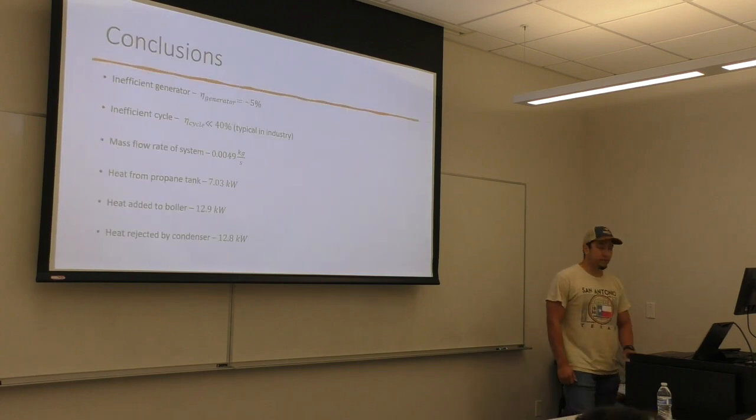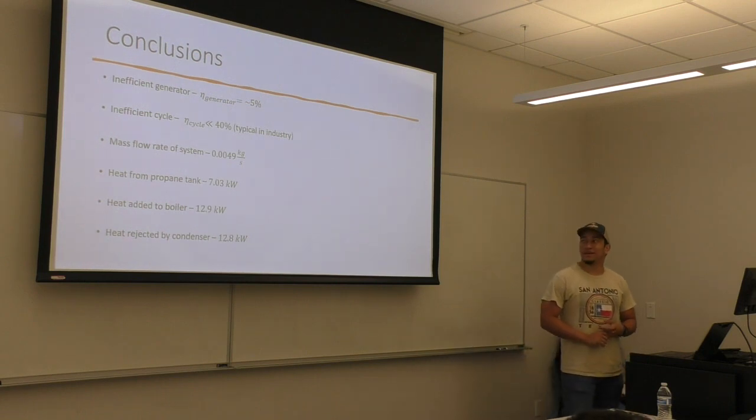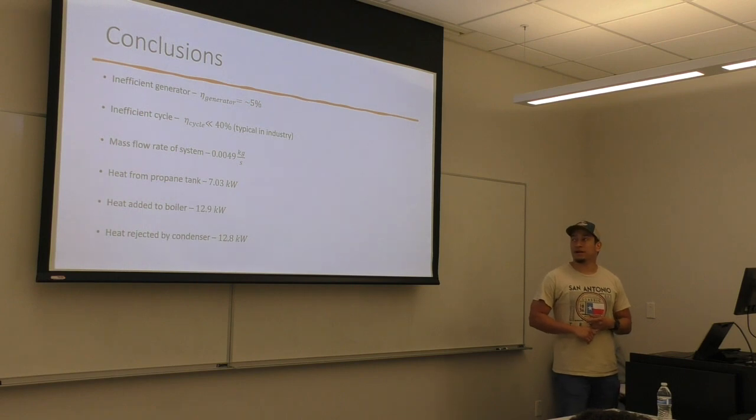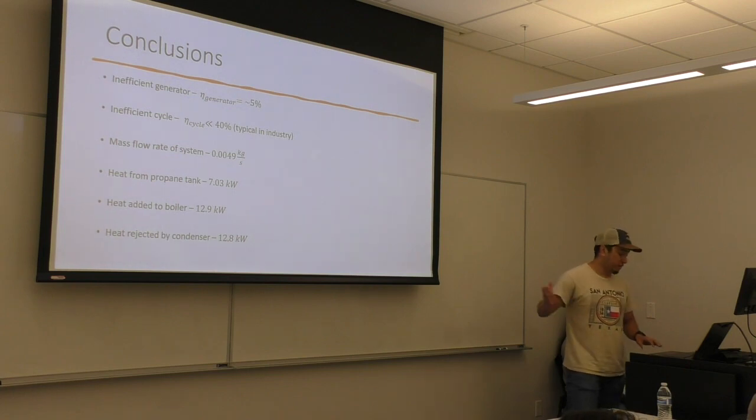Some conclusions: very inefficient system. The generator and the cycle are not efficient. Typically in industry, efficiency for a cycle runs about 40%. We also found these values, as mentioned earlier.